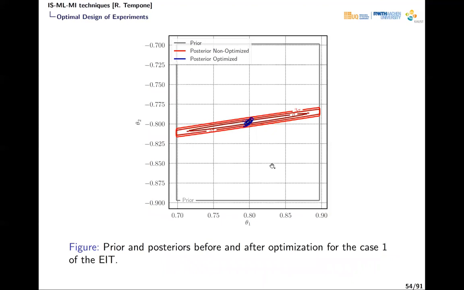The only point is that if you do this properly, you get a substantial improvement from the posterior without the optimization to the posterior with the optimized design of the experiment. And you see that there's a much more concentrated posterior thanks to the optimal design here.